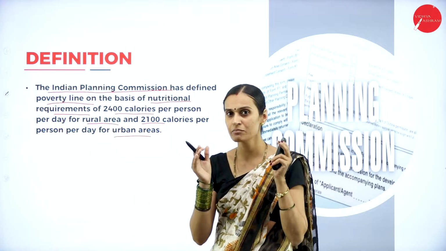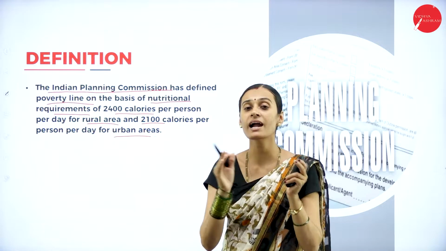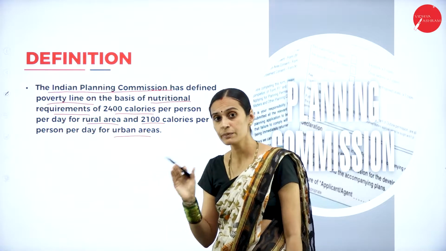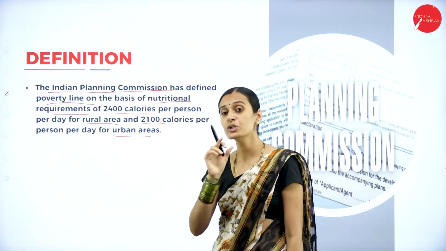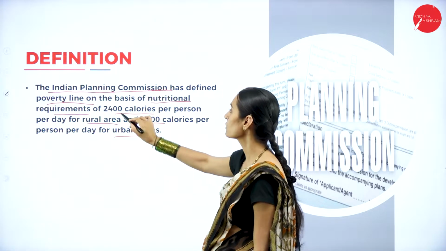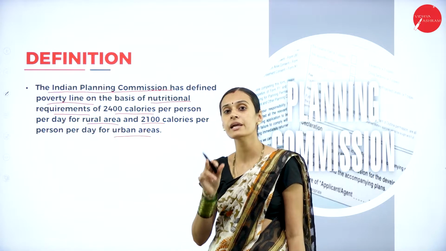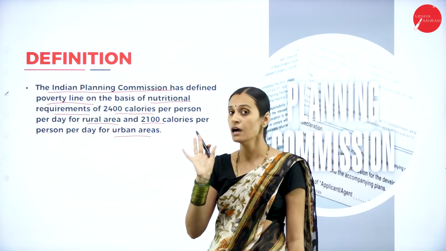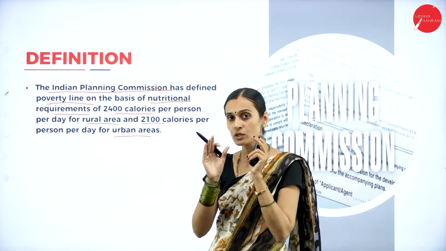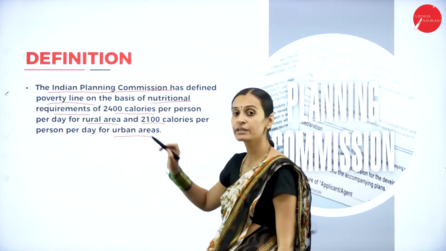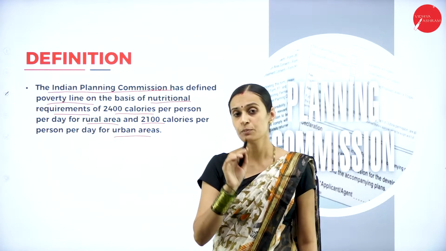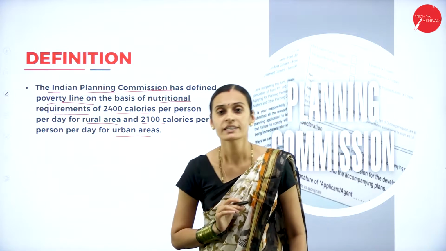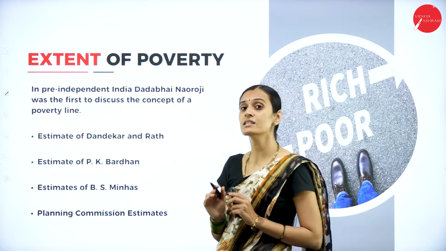The poverty line is an imaginary line which divides the poor and non-poor. So, what do you mean by poverty line? According to the Planning Commission, on the basis of nutritional requirements, it is 2400 calories per person per day in rural areas and 2100 calories per person per day in urban areas. If it is not possible to get this minimum of calories per day per person, that position is called poverty, or those communities come under the poverty line. Next, going to the extent of poverty.